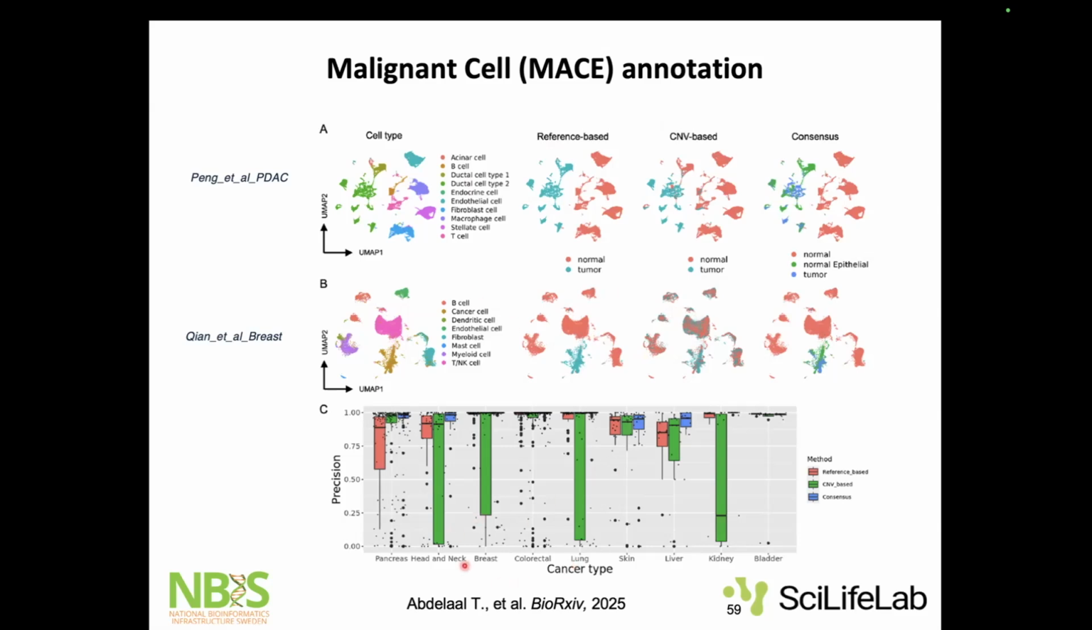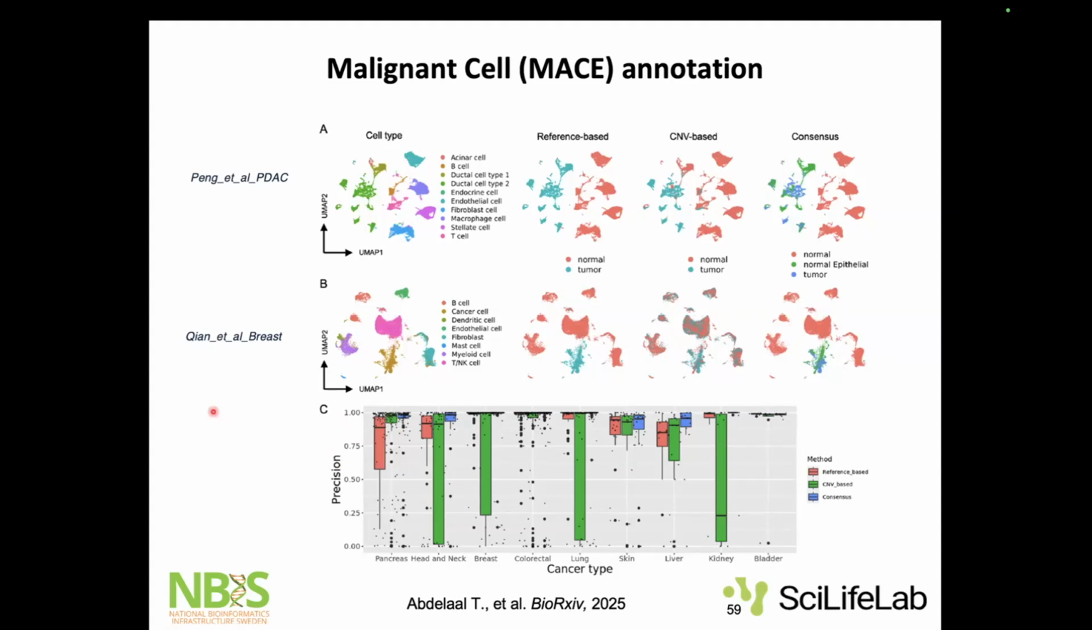In the lower part here, you will see which ones, for example, CNV-based methods worked badly for: breast, head and neck, lung, and kidney, where CNV-based methods are not performing well. And reference-based methods also don't perform very well with pancreas samples. But when you combine all the positive parts of these two methods, the consensus ones perform better here, at least for those specific cases.